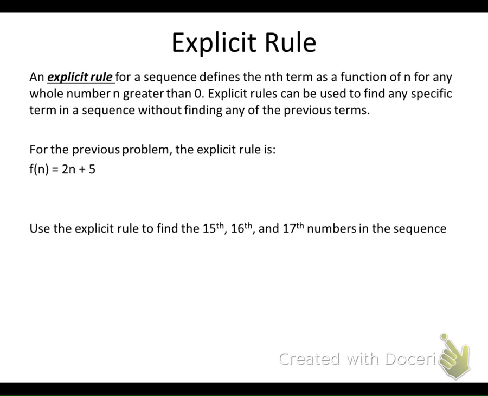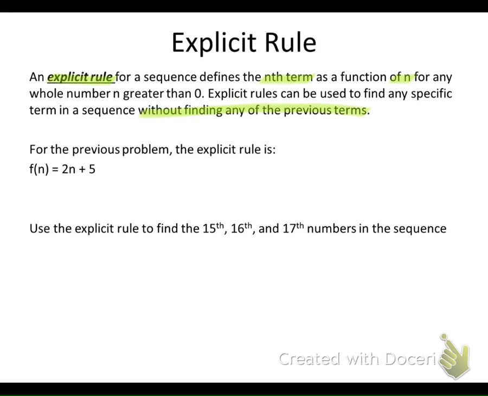So our first type of rule in a sequence is an explicit rule. An explicit rule for a sequence defines the nth term as a function of n for any whole number n greater than 0. Explicit rules can be used to find any specific term in a sequence without finding any of the previous terms, and that's important. Now, what the first part of this definition means is an explicit rule for a sequence defines the nth term for any n. That basically means if I tell you the position number, this explicit rule will spit out the actual number in that position.